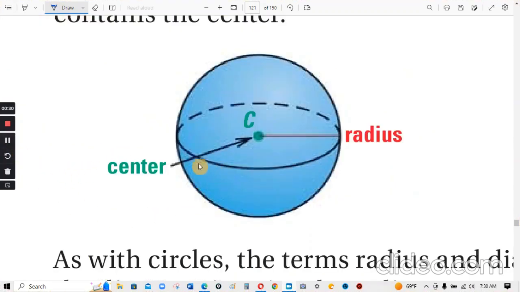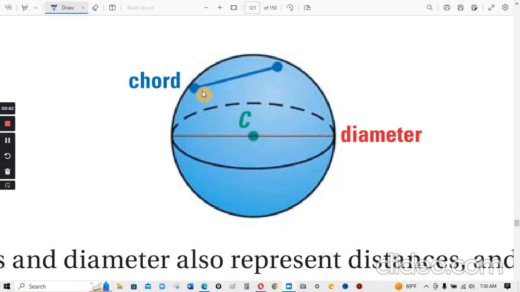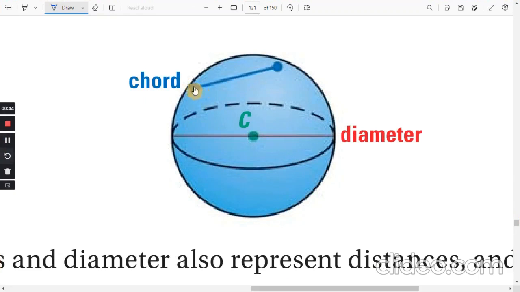So just like a circle, the sphere has a center. And if you extend the segment from the center to the sphere itself, that's a radius, just like the circle. And again, like the circle, if you go a segment from one part of the sphere to another, that's a chord. And a chord that goes right through the center, that's a diameter, just like the circle.